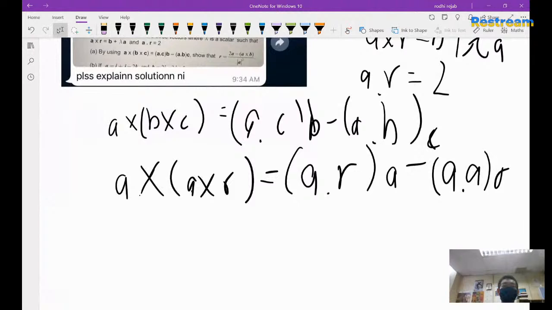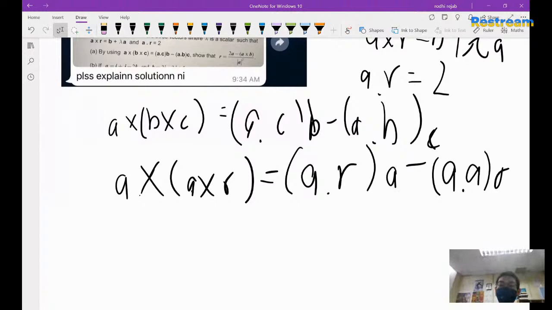Okay. Why is it A cross R? Because A cross R is the one that we can actually solve. If you sub inside anything else, most probably you won't get the answer. At least that's what I got. A cross R, let's just put this aside first. Let's solve the right side first.